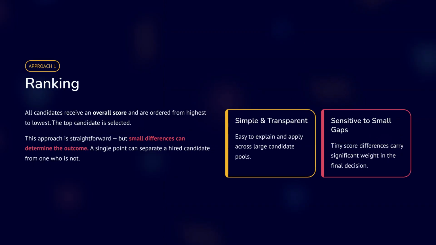One approach is ranking. All candidates receive an overall score and are ordered from highest to lowest. The top candidate is selected. This approach is straightforward, but small differences can determine the outcome. For instance, two candidates might have nearly identical overall scores, perhaps differing only by a fraction of a point. Yet one is ranked first and the other second. If only one position is available, the smallest difference determines who's selected, even if their qualifications are very similar.